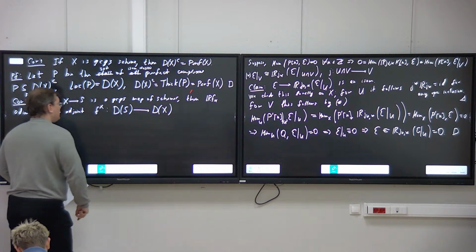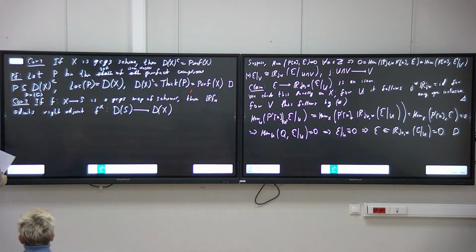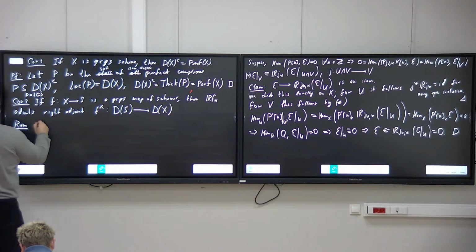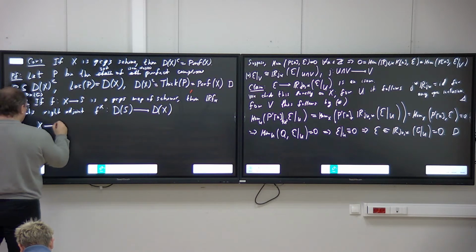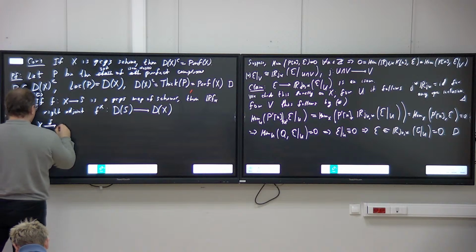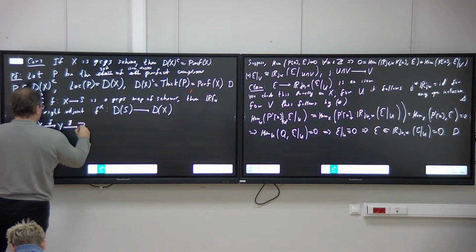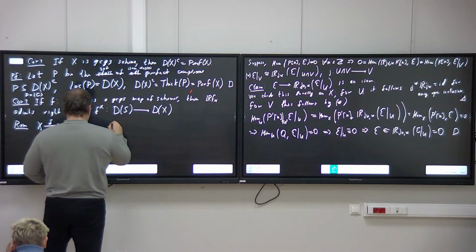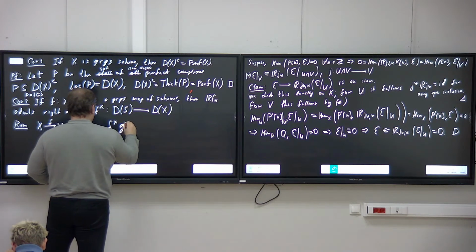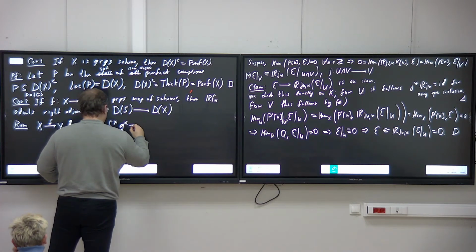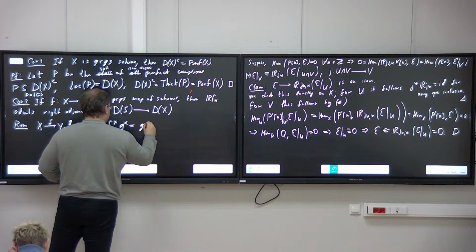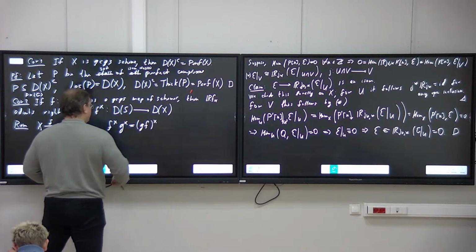And by construction, it acts from the derived category of S with quasi-coherent cohomology to the derived category of X with quasi-coherent cohomology. And as a simple remark, we can notice that whenever you have a composition of the two maps, f and g, then the standard property that we, for example, have for the pullbacks is also satisfied for the cross.